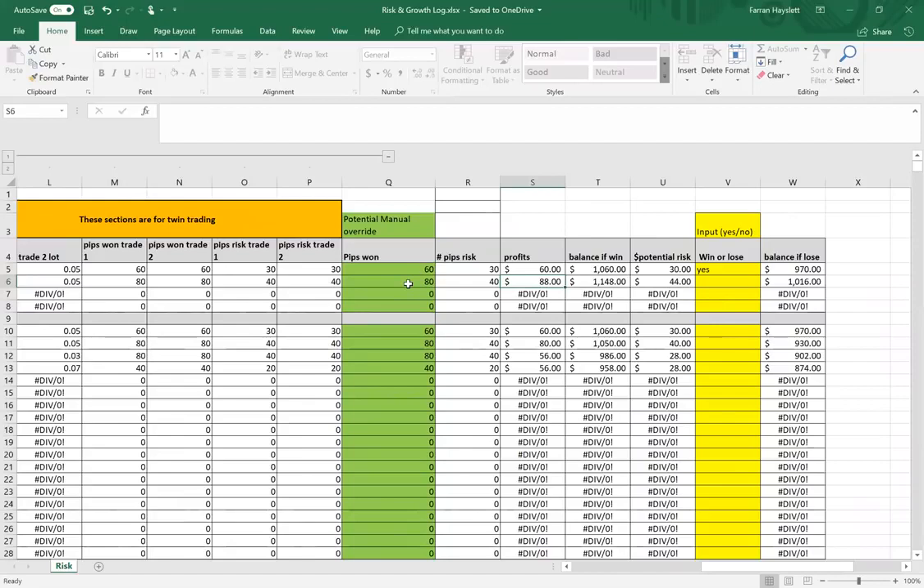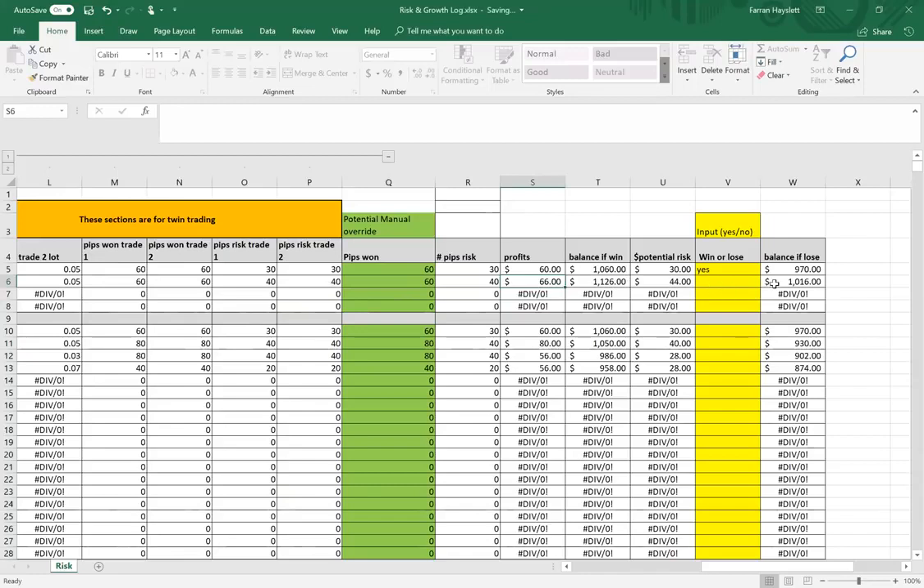Now, let's say for some particular reason you decide to exit this trade early, right? It doesn't go to your stop loss. Let's say instead of going to 80 pips, you only get 60. Well, that's why this column is colored green, because you can manipulate this if you need to, right? Let's say that you don't get your 80 pips, you get 60. Well, guess what? Now your profits change, based on that 60 number versus the 80. So instead of making $84, you just made $66 on this trade, which is fine.